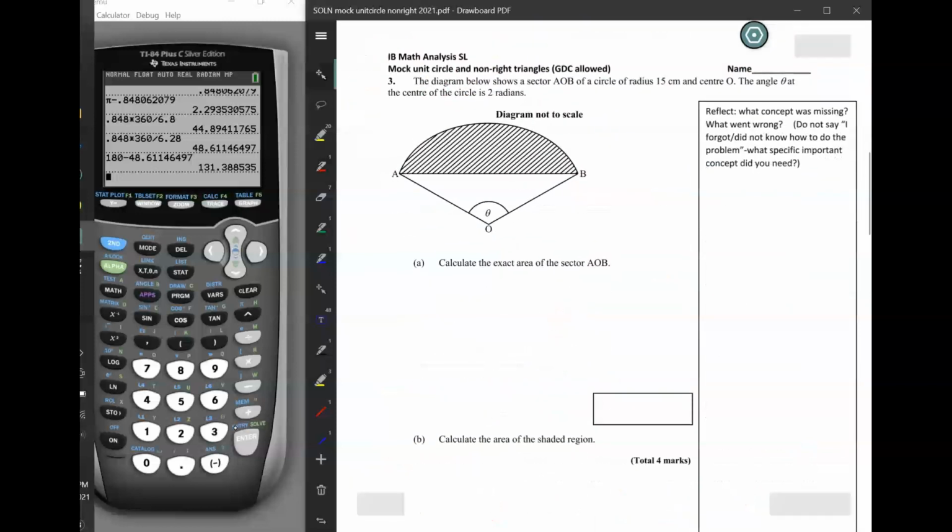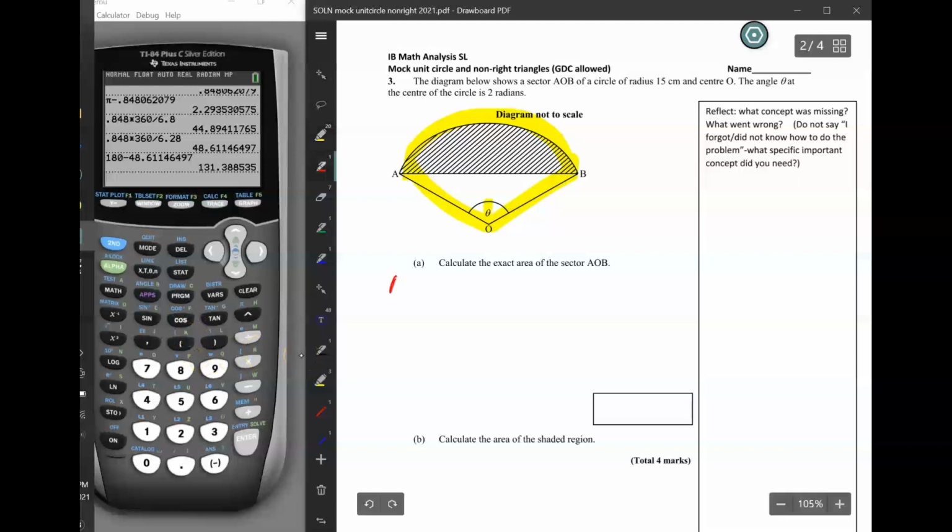The diagram below shows a sector AOB of a circle of radius 15 centimeters and center O. The angle theta at the center of the circle is 2 radians. Okay, so that's 2 radians. Calculate the exact area of the sector AOB. So now we are finding a sector.